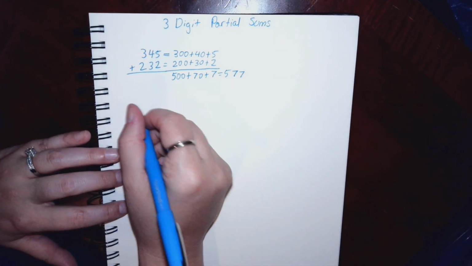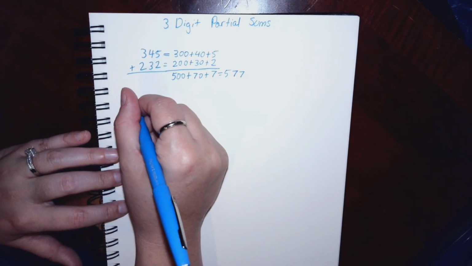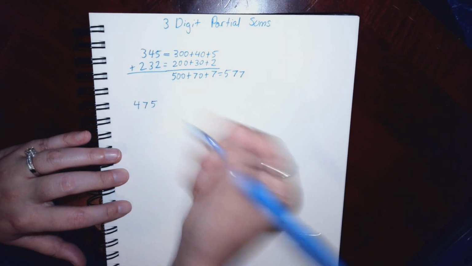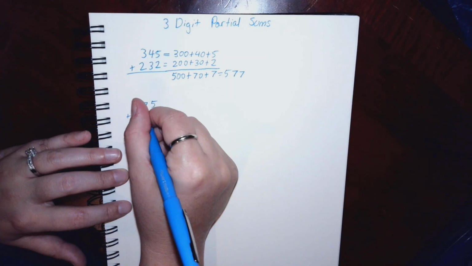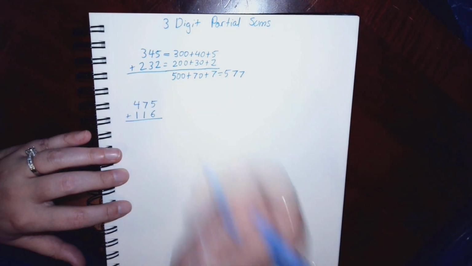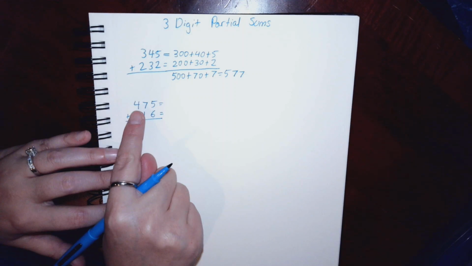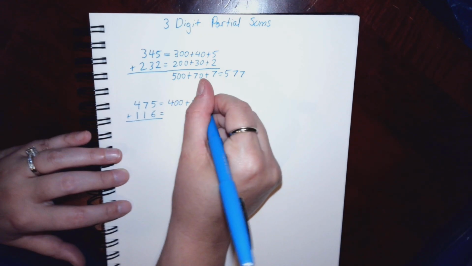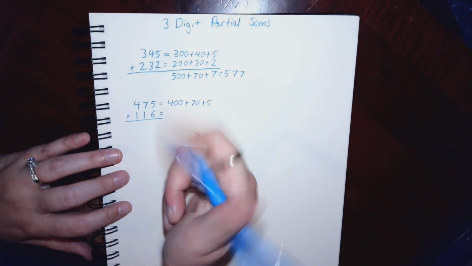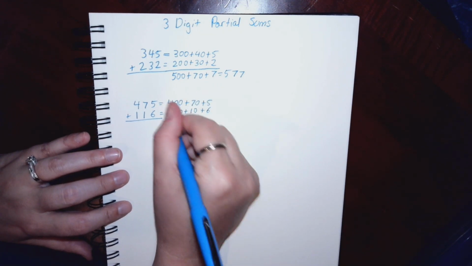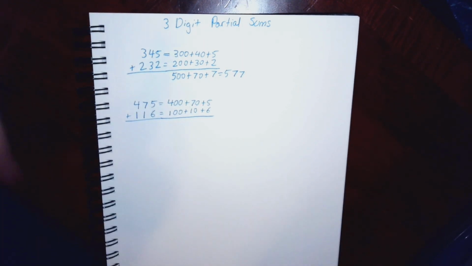Okay, now let's do this next one here. Let's do 475 plus 116. Let's do that. Okay, let's expand it out. So 475 would be 400 plus 70 plus 5. 116 would be 100 plus 10 plus 6. Okay, so again, I expanded it out by the value of each digit.